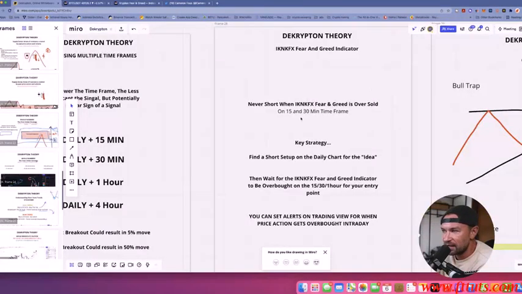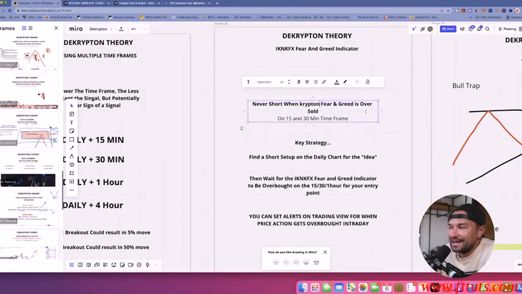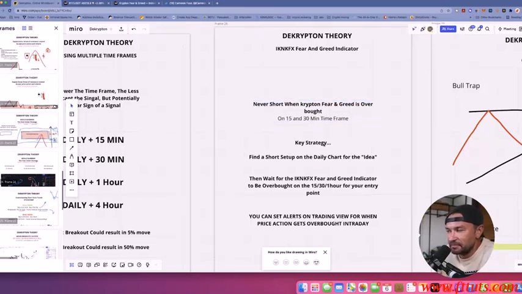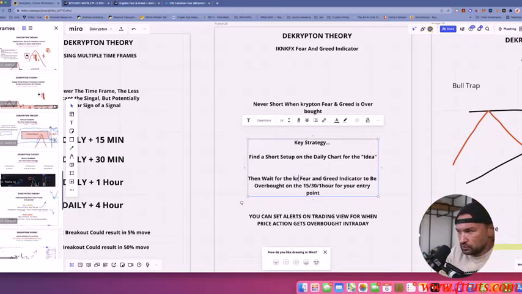What I said here is never short when the Iconic FX, or I just changed it to Krypton, Fear and Greed indicator is overbought on the 15 and 30-minute time frames, okay? So the key strategy here is to find a short setup on the daily chart for the idea, then wait for the Iconic FX, Krypton, updating as we go, Fear and Greed indicator to be overbought on the 1 hour, 30-minute, or 15-minute time frame for your entry point.